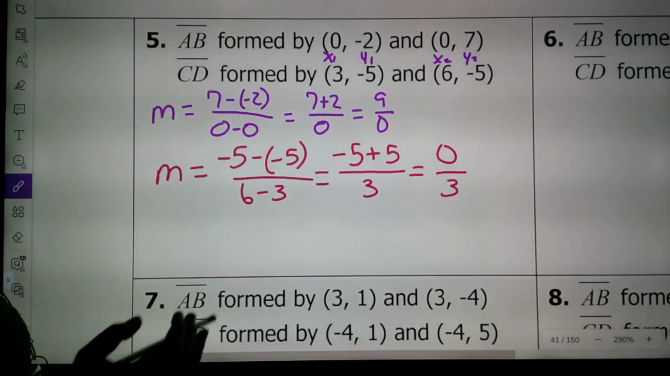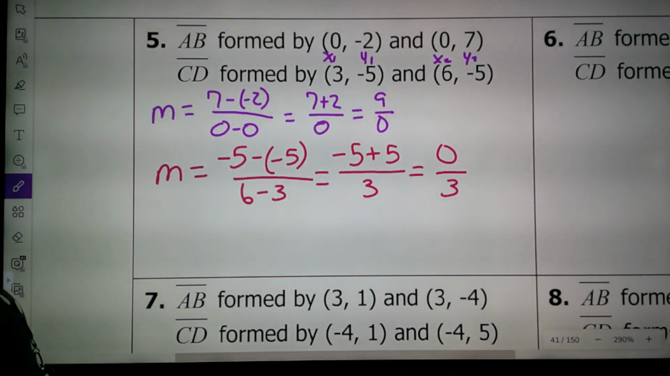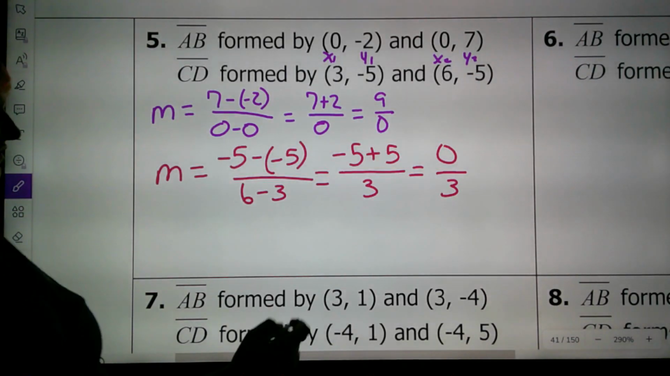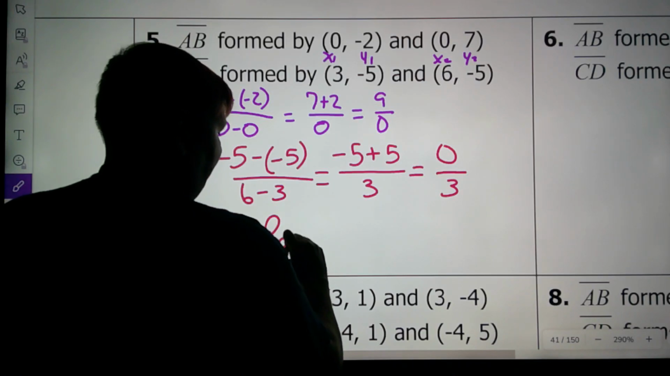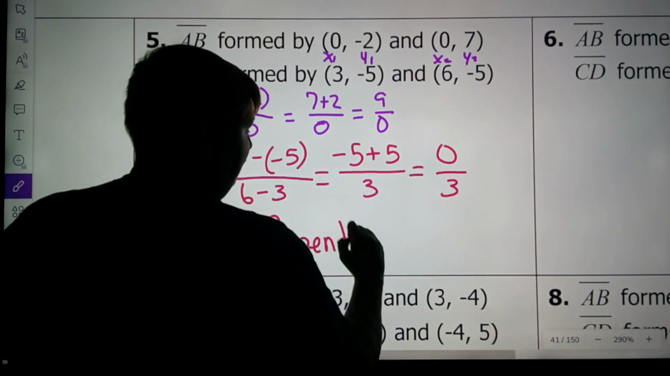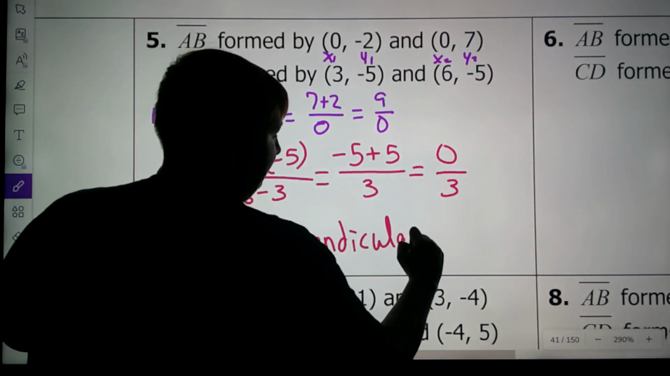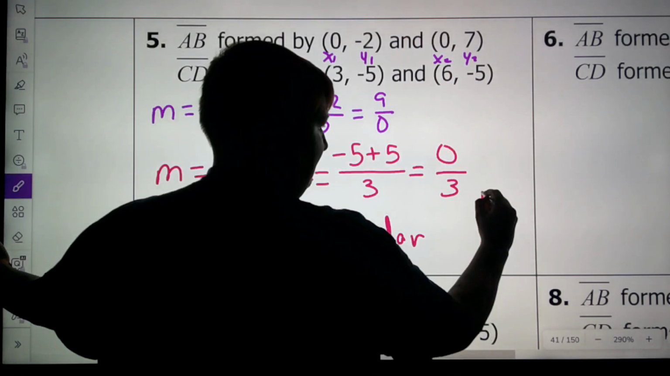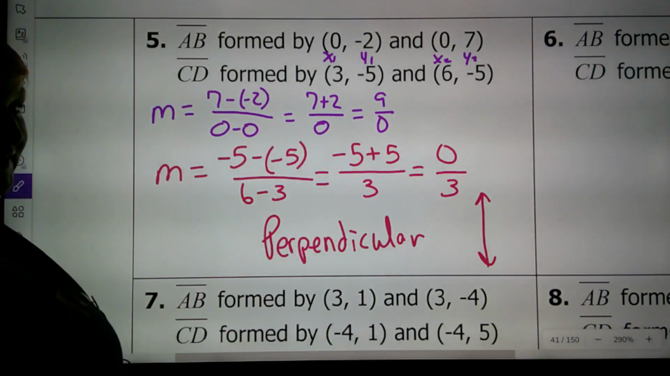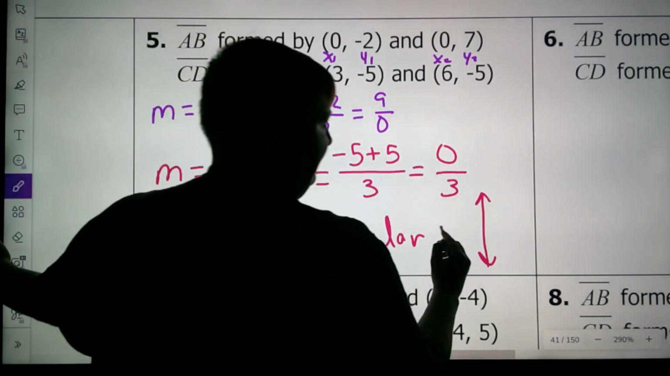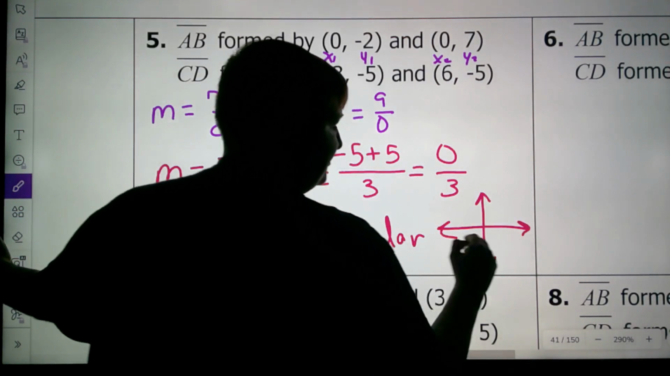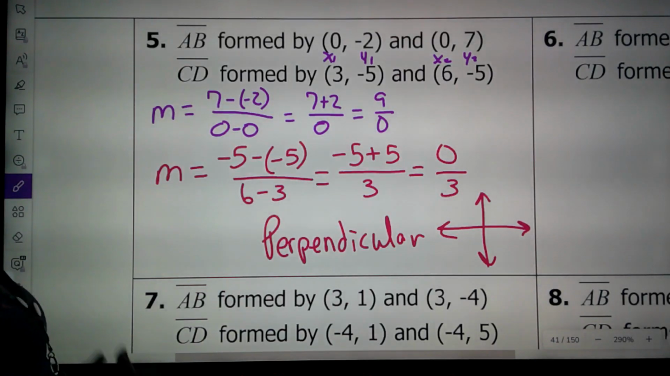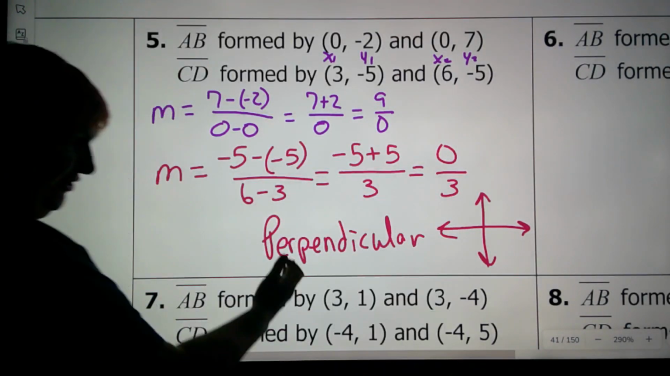And remember, the negative reciprocal of 0 is 0. So they are perpendicular. I know it's weird, but you can imagine it, right? 9 over 0 is like this, undefined. 0 over 3 is like this because it's 0 slope. So if you take a second and sketch it out, you'll know it's perpendicular.